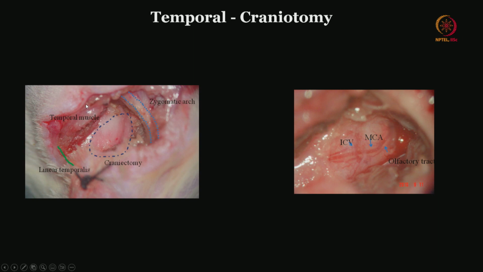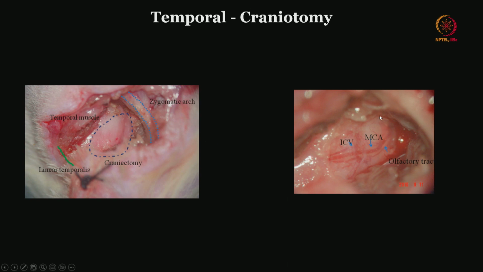All right. So posteriorly, that is backward, there is the auricle. In front, you have the eye. Lower down is the zygomatic arch, and the upper limit is the linea temporalis. So you need to drill in this particular area. Once the drill is done and the bone is removed in the similar fashion that we discussed earlier, then you will expose the dura there.